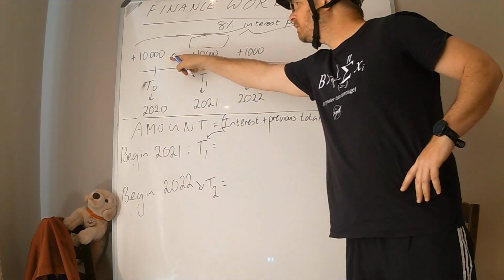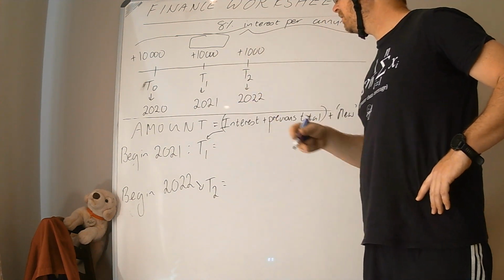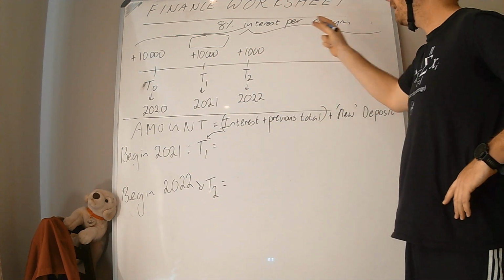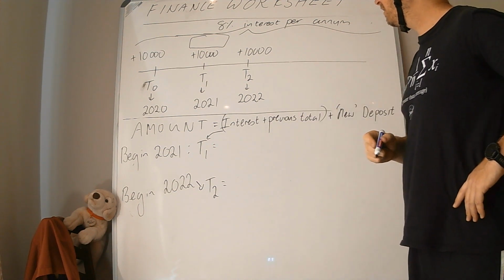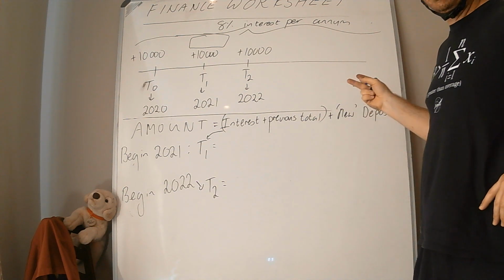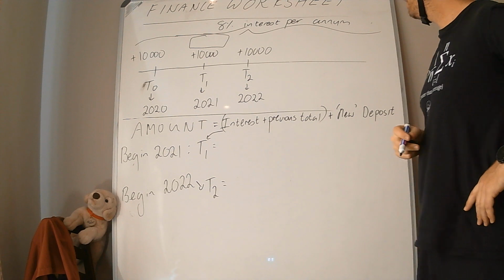So at the beginning of 2020, she deposits 10,000 Rand. Beginning of 2021, she deposits another 10,000 Rand. All this time, your money's collecting interest. Okay, and she deposits another 10,000 Rand at the beginning of 22, and that pattern carries on, right? The interest being given is 8% interest per annum.